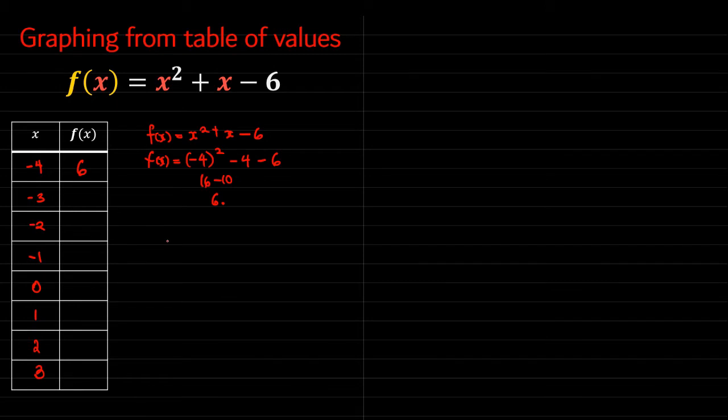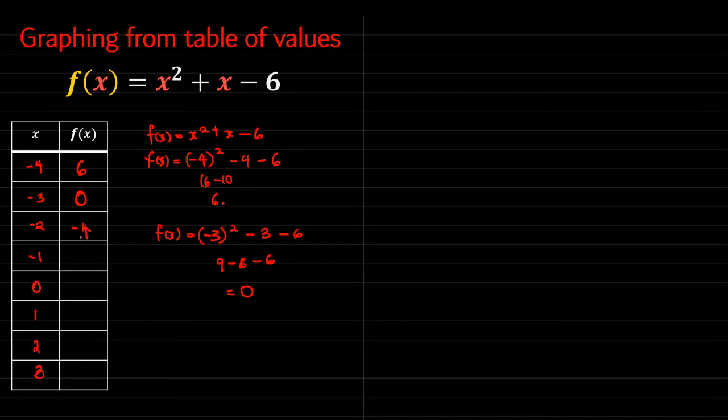Again, for -3, I'm going to have f of x would be -3 squared plus, well, plus here, so plus -3, so just -3, and then minus 6. So this would be 9 minus 3 minus 6, which gives me 0, right? So I'm going to put that here. So when x is -4, y is 6. When x is -3, y is 0. And so let's see, what is -2 now?